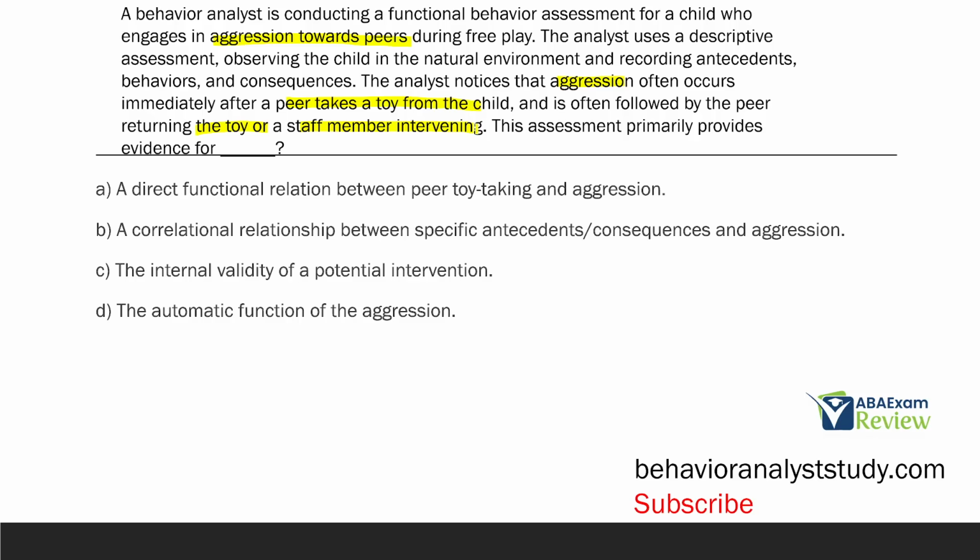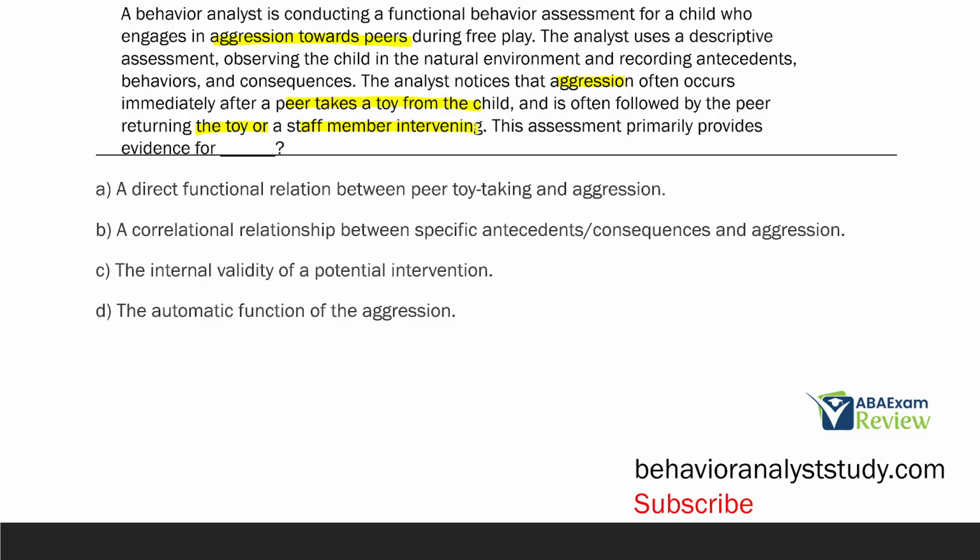What we've noticed is a correlation. A functional relation often implies causation, where we can prove or somewhat prove that our observation or our behavior is tied to something in the environment. And how do we do that? We do that through experimental design. We do that through measurement. We do that through intervention.